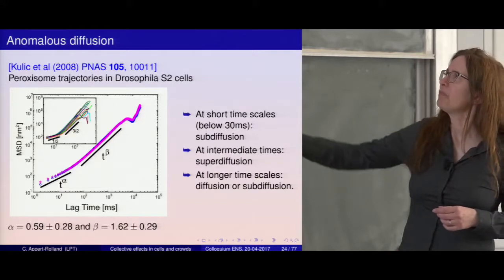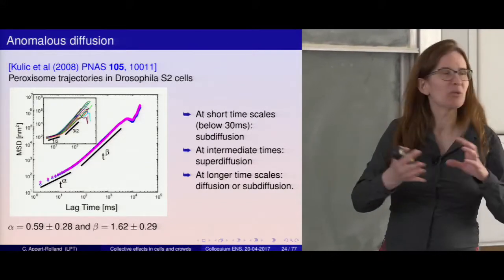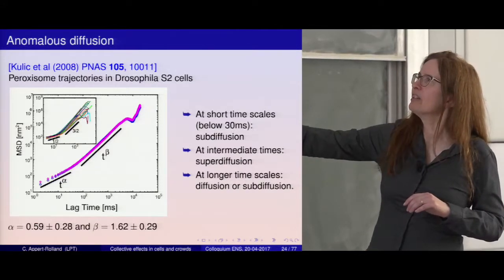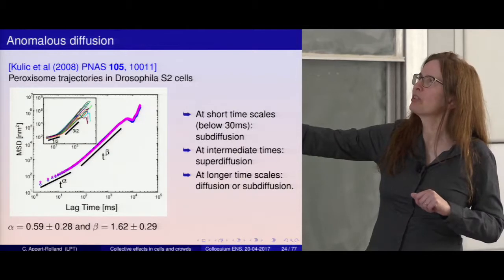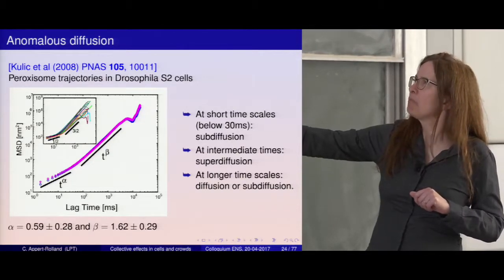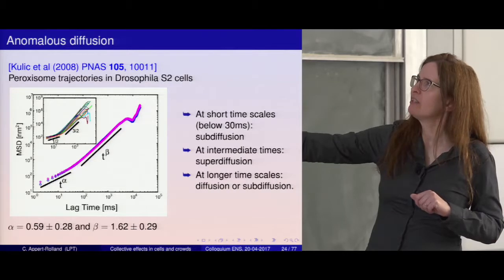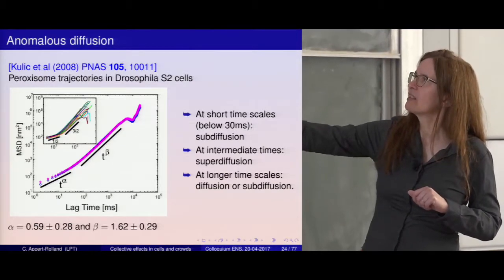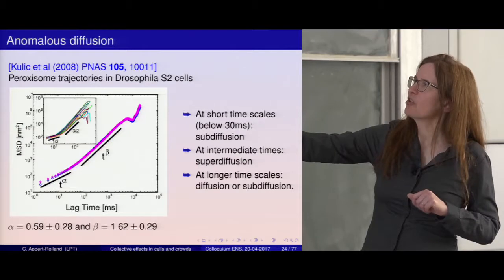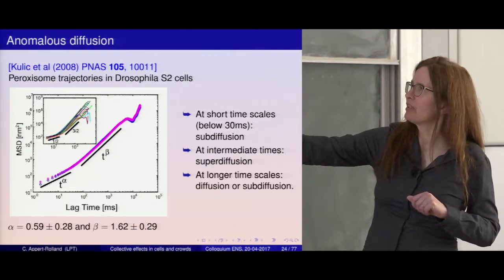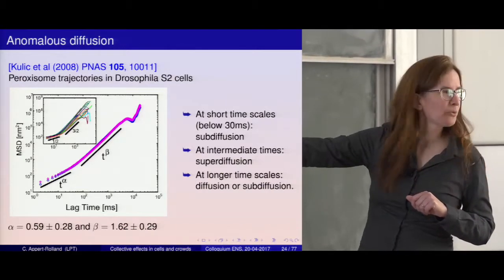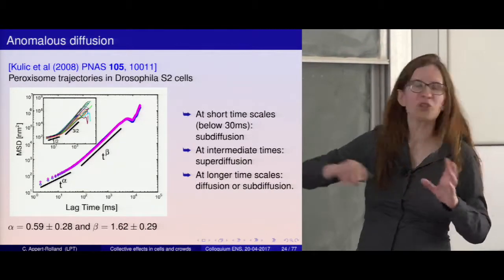Another example, now we follow peroxisomes, which are naturally present in the cell. Again, we find this superdiffusion with an exponent close to 3/2. So you see now it's milliseconds here. The transition is a few seconds here, 10 seconds. And there you have another transition, which is more around milliseconds, where you are subdiffusive. So you find actually 3 regimes.